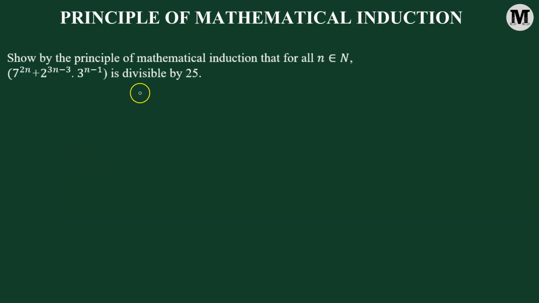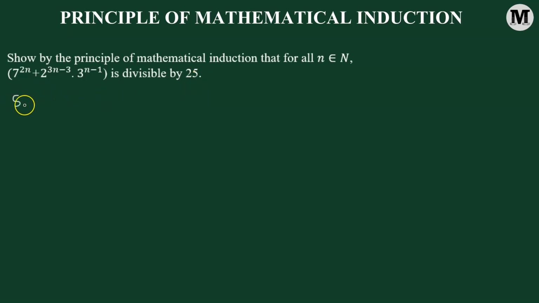Show by the principle of mathematical induction that for all n belonging to the set of natural numbers N, the expression 7 raised to the power 2n plus 2 raised to the power of 3n minus 3 times 3 raised to the power of n minus 1 is divisible by 25.